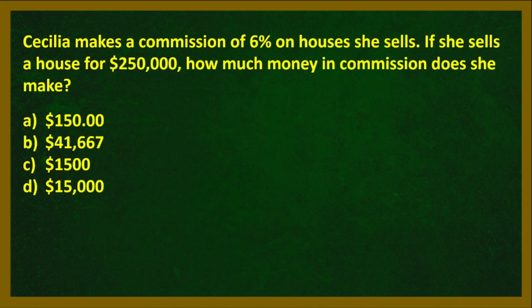Our example here says Cecilia makes a commission of 6% on houses she sells. If she sells a house for $250,000, how much money in commission does she make? To solve this, we're simply going to take Cecilia's sales commission rate of 6% and multiply that times the house amount of $250,000.